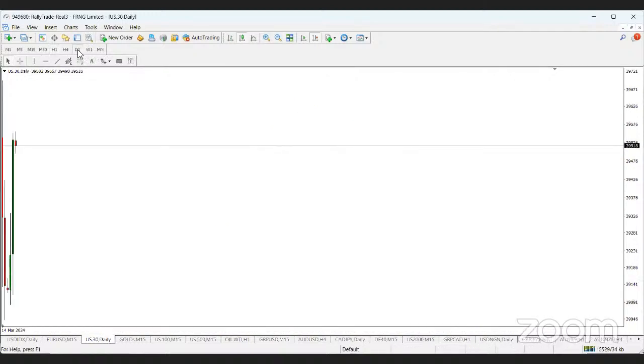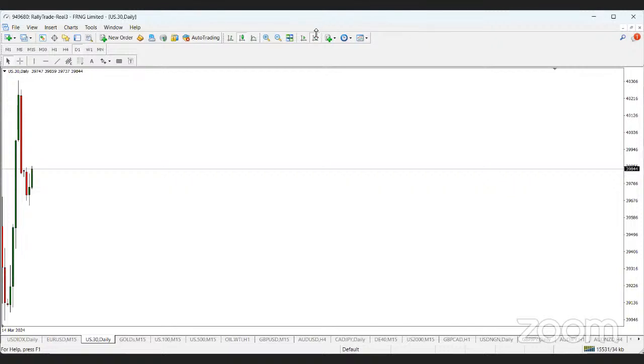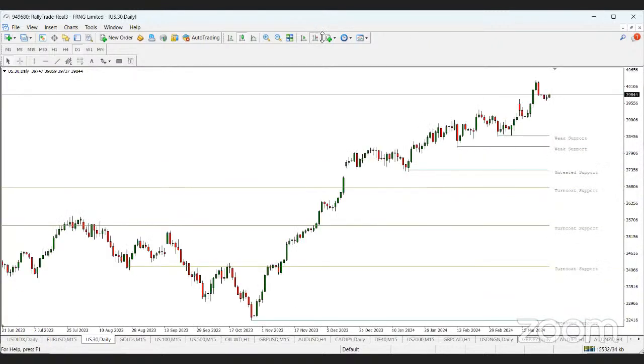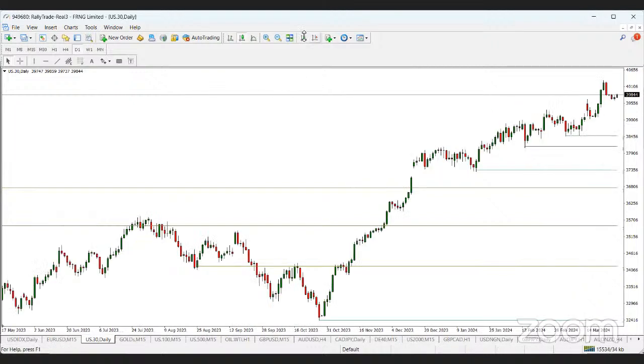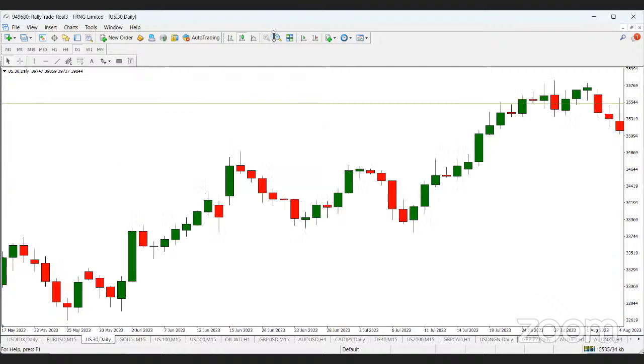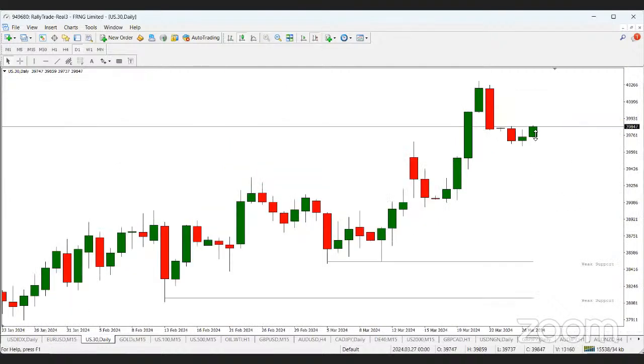For US 30 Dow Jones, some level of retracement has already been done, although as it stands, this morning price has been trading bullish. This is the daily time frame, guys, and you can see how price has been trading very bullish. We had a bearish engulfing, and looking at a candlestick like this on the daily time frame, I would expect further selling in the market. Very good sell, because this is a bearish engulfing.